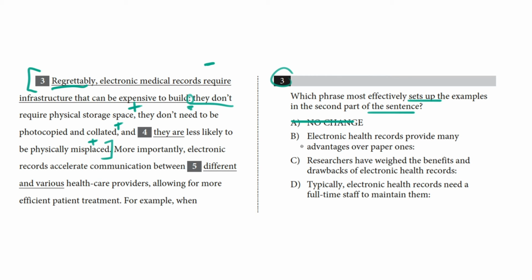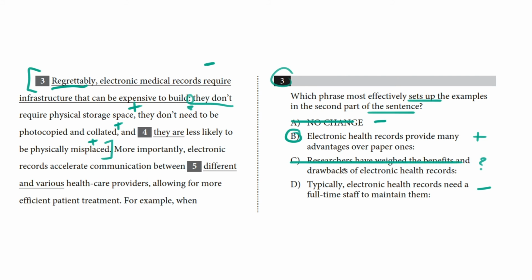And we're looking for something positive. Choice B, electronic health records provide many advantages over paper ones. That's positive. Researchers have weighed the benefits and drawbacks of electronic health records. That is neither negative nor positive, that's neutral. Typically, electronic health records need a full-time staff to maintain them. That is a drawback of electronic records. I'm going to say that's negative. So we've got one negative, one positive, one neutral, and one negative. So if we're trying to match positive expressions to positive expressions, then our answer is B.